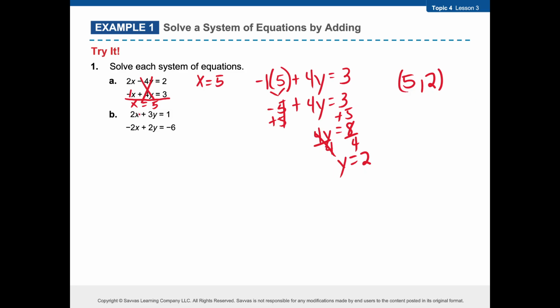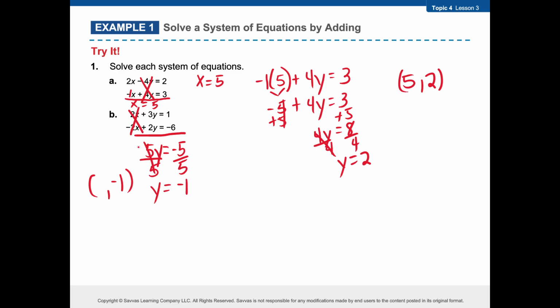Letter B, my x's eliminate. Bringing down 3 and 2 makes that 5y. 1 minus 6 is a negative 5. Dividing both sides by 5, y equals negative 1, which would be the second number.